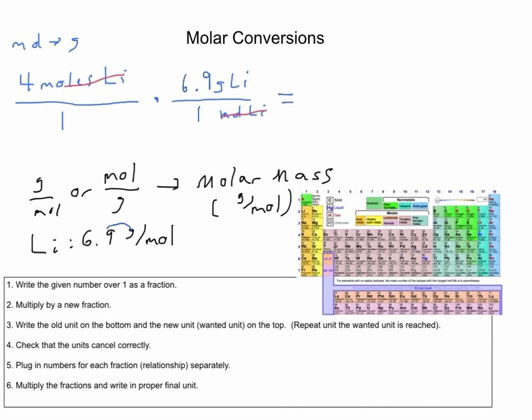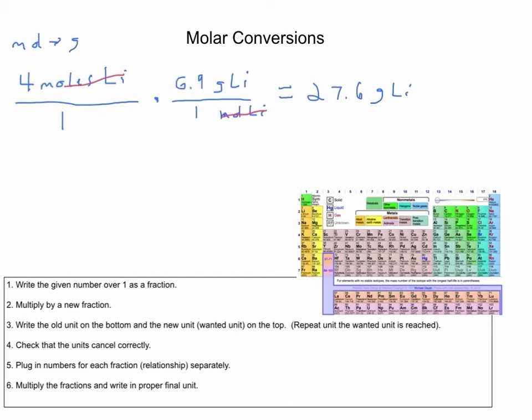We can then solve. So we end up multiplying across the top, multiplying across the bottom, and we get 27.6 grams of lithium. And note that our unit at the end matches the only unit that hasn't canceled in our stoichiometry.